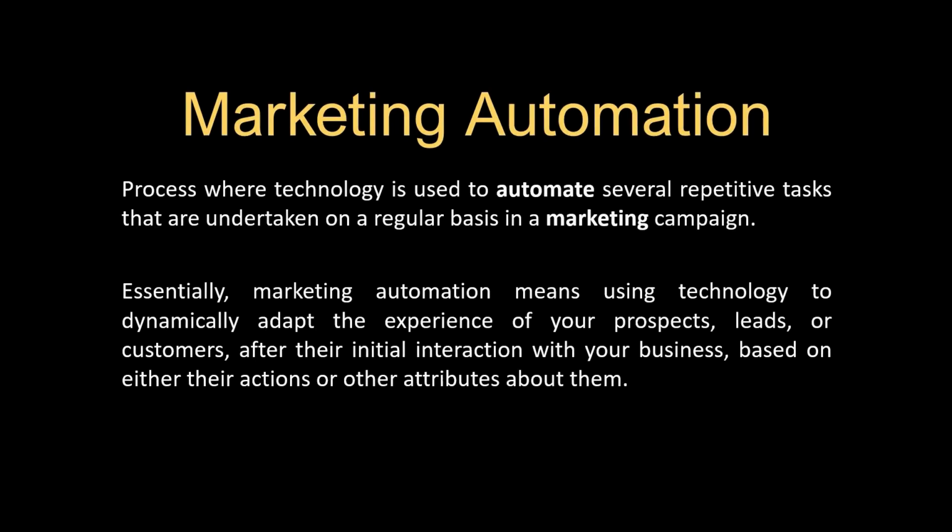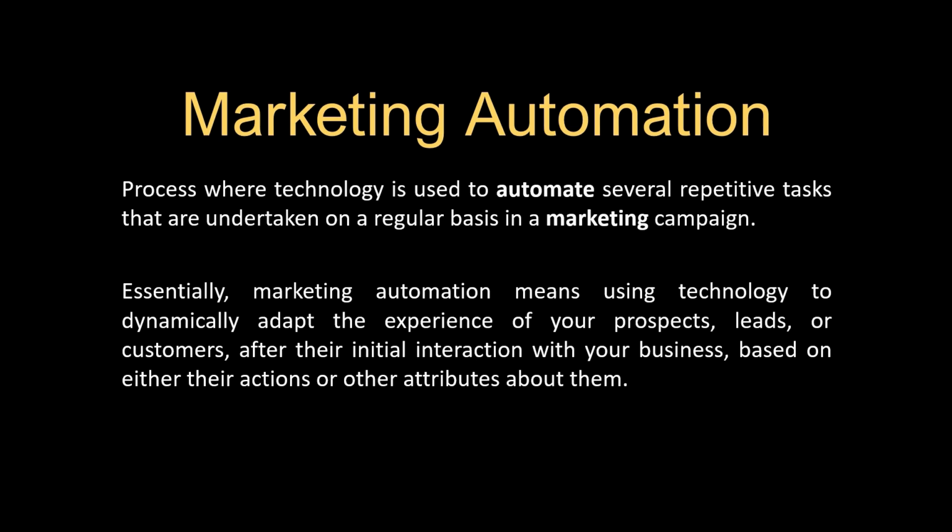All right, so for starters, what is marketing automation? Well, the textbook definition sounds something like this. It's a process where technology is used to automate several repetitive tasks that are undertaken on a regular basis in a marketing campaign.